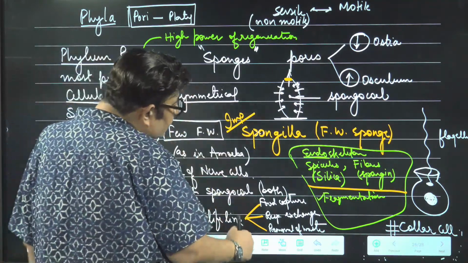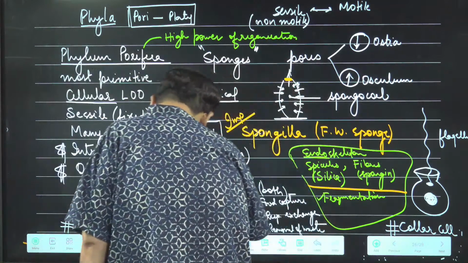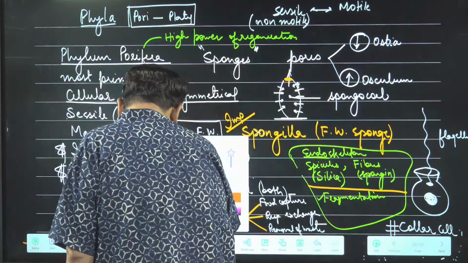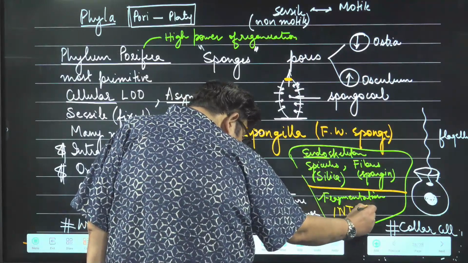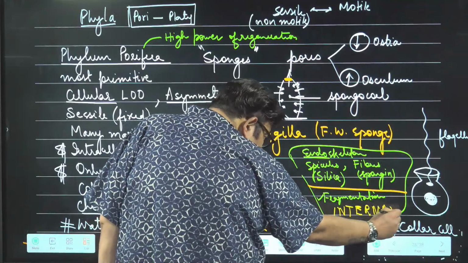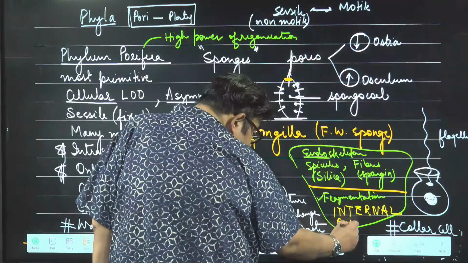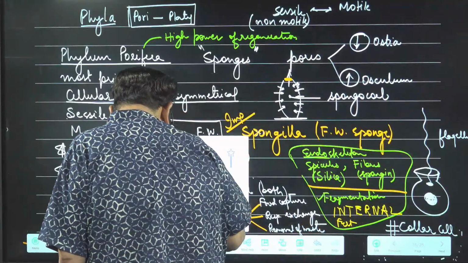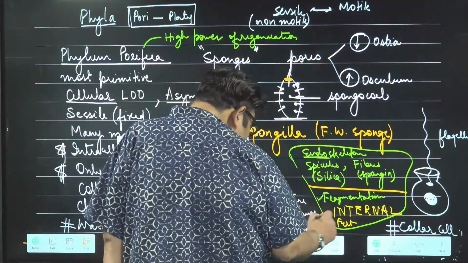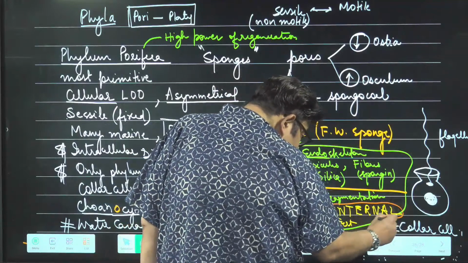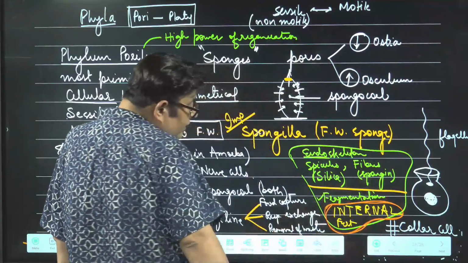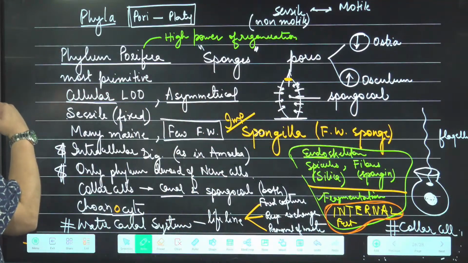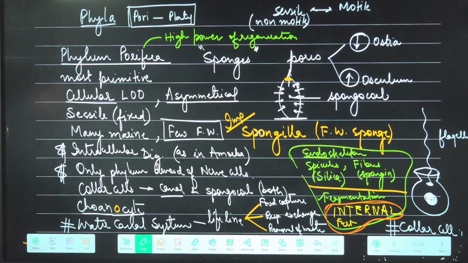The most important thing is that they have got internal fertilization. Never forget, they have got internal fertilization. Once all these non-chordates are over, then I will give you the trick to remember internal fertilization and external fertilization. Right now, just learn the first phylum. The first phylum that we are studying has internal fertilization. You can make some trick in the mind that the first phylum we studied has internal fertilization.